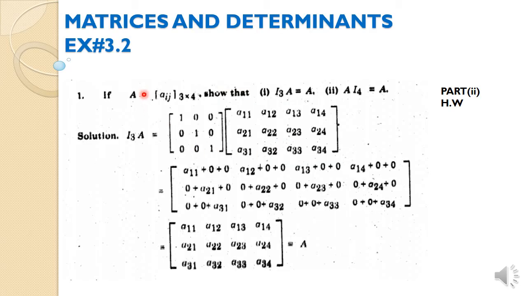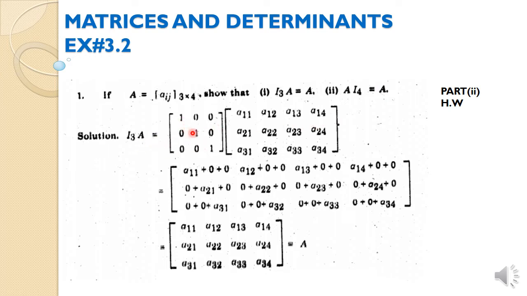Students, today we start exercise 3.2. Question number 1: if A equals Aij of order 3 by 4, that is, matrix A is of order 3 by 4, show that I3 into A equals A. It means I3, the identity matrix of order 3 by 3, multiplied with the matrix A equals the matrix A. And similarly, part 2: matrix A multiplied by the identity matrix I4, of order 4, will also equal A.